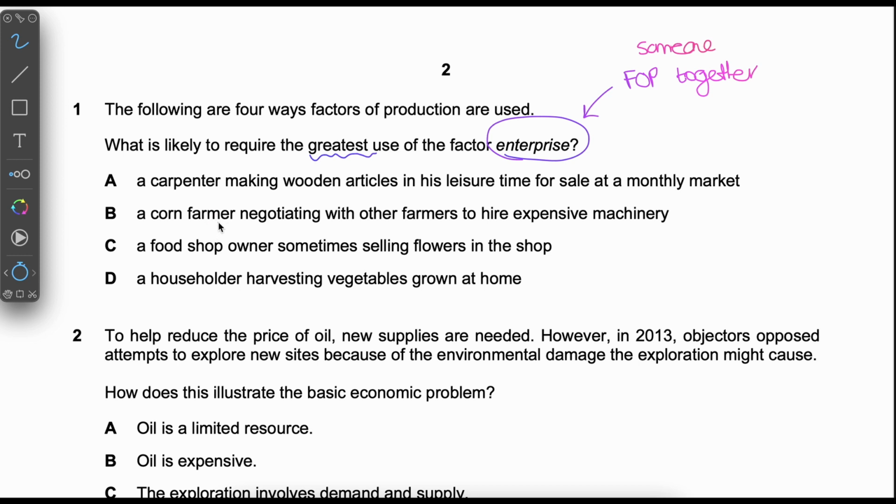Yeah, there's no specific mention of workers who are working on his farm, but that's bringing together a lot of resources. A food shop owner sometimes selling flowers in the shop, similar to option A. A householder harvesting vegetables grown at home. We don't really know what the householder is doing with those vegetables. Might be eating them him or herself. So B would be the correct answer in this situation. The corn farmer is making the greatest use of the factor enterprise.